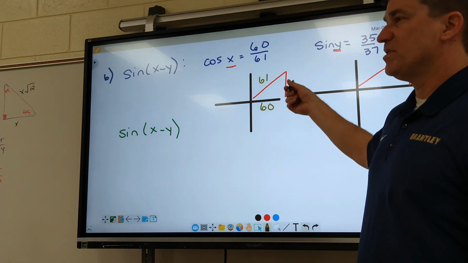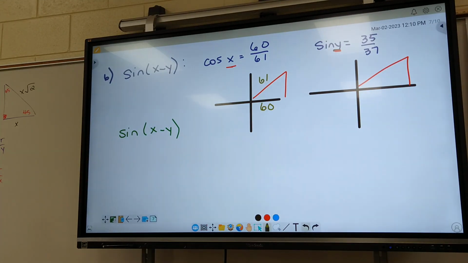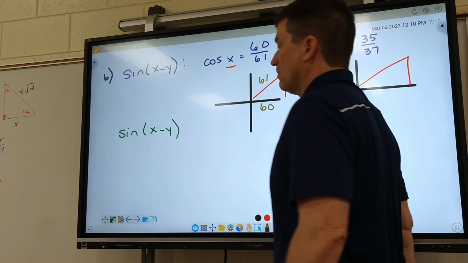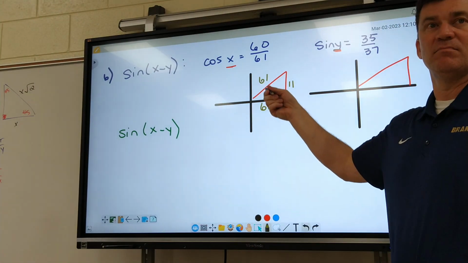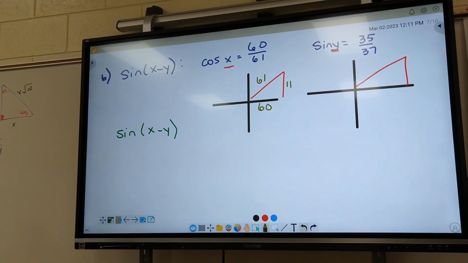All right, how do we find the missing side? And we've done this. A squared plus b squared equals c squared, right? So we will do 61 squared minus 60 squared equals, I got 121. Square root of that is 11. Wait, what did you just say? 61 squared minus 60 squared. Remember, if you have sides A and B, if you have your legs, you add them. If one of your sides is your hypotenuse, you got to subtract.